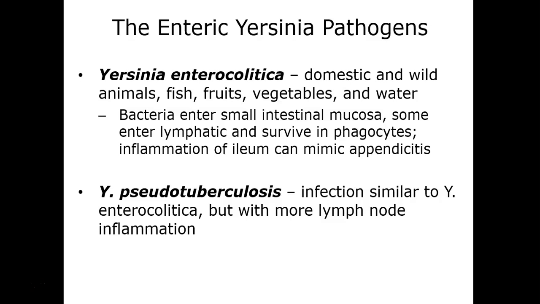So when we talk about Yersinia enterocolitica, this reservoir is usually in places like domestic and wild animals, different types of fruits and vegetables, and fish. The bacteria get into the intestinal mucosa and can also get into places like the lymph nodes and survive within the phagocytes. The symptoms actually mimic the pain that is seen with appendicitis attacks. Yersinia pseudotuberculosis, similar type of pathogenicity, but it's really targeting the lymph nodes in this case.